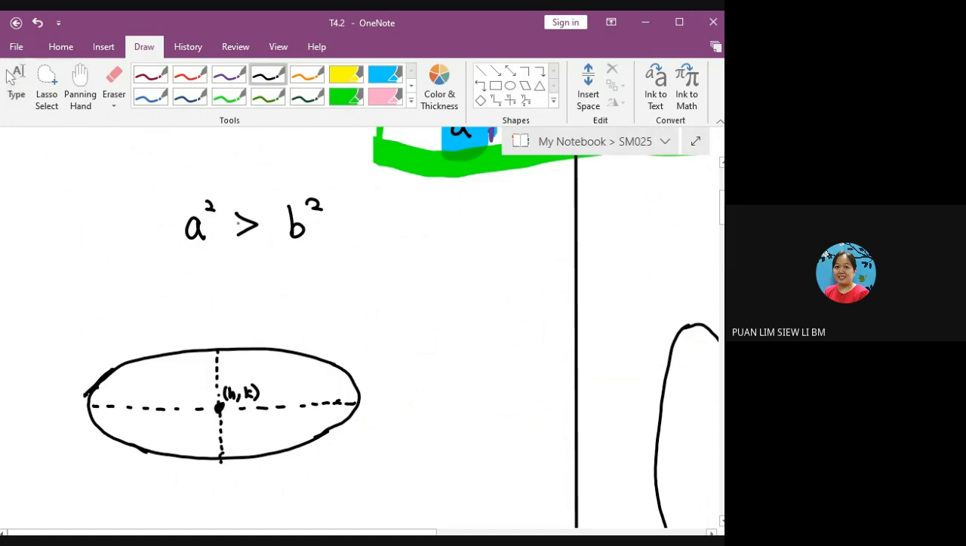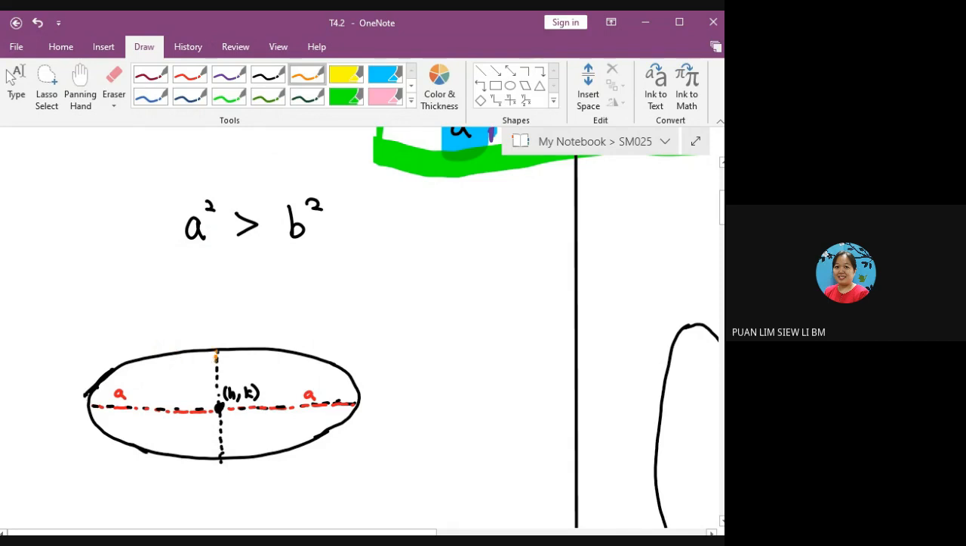So A will control the length of horizontally. Dia akan control benda yang melintang. So benda yang melintang di mana? So sini, walaupun A square, you have to get to your A. So this is our A, length A. This is also our length A. Alright. And then where is our B?